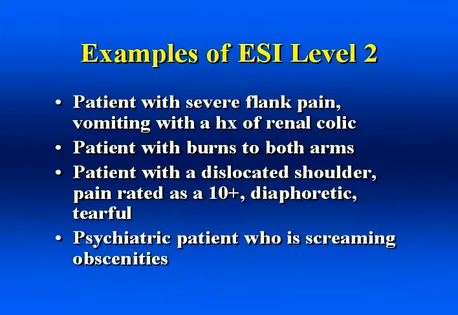To review, the following patients meet ESI Level 2 criteria. The patient with a history of renal colic who presents with severe flank pain and is vomiting. There is nothing the triage nurse can do to relieve this patient's pain. They need to be seen and have an intravenous pain medication administered. A patient with severe burns to both arms. A patient with a shoulder dislocation who rates their pain as 10+ and is diaphoretic and tearful. A psychiatric patient who presents to the emergency department screaming obscenities, is in severe distress, and meets ESI Level 2 criteria.